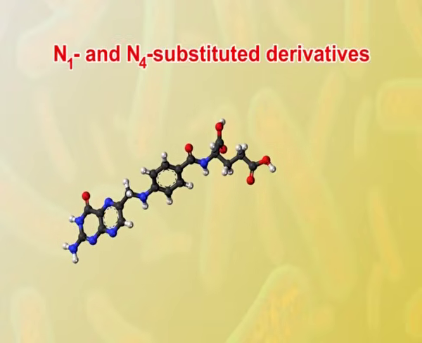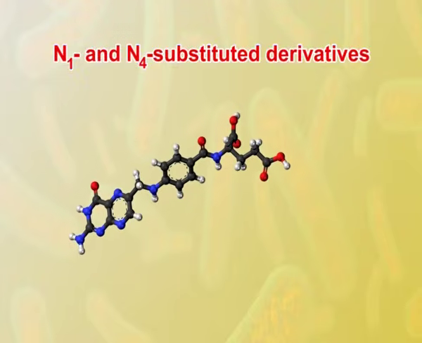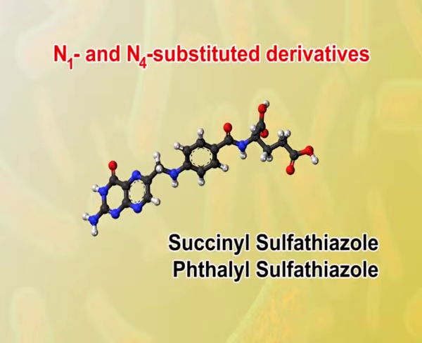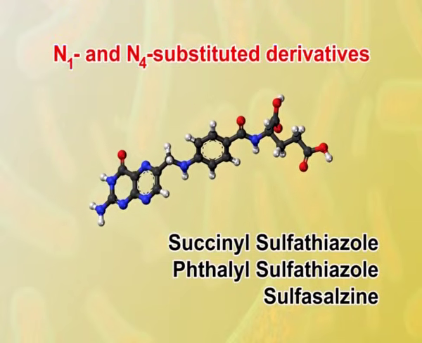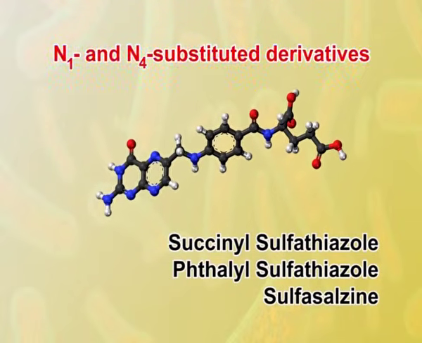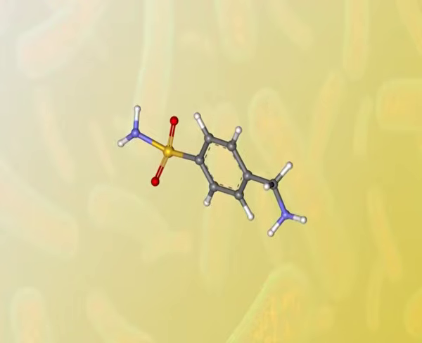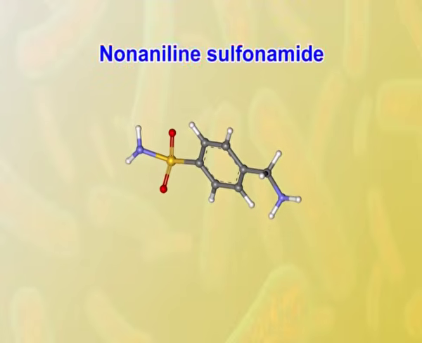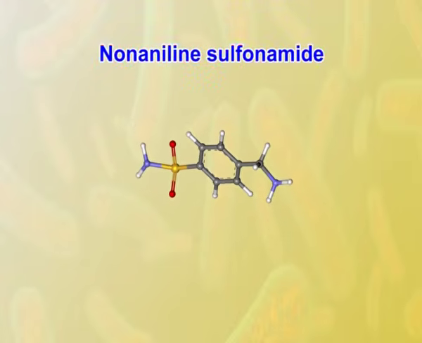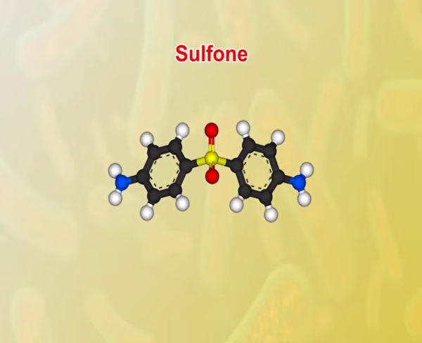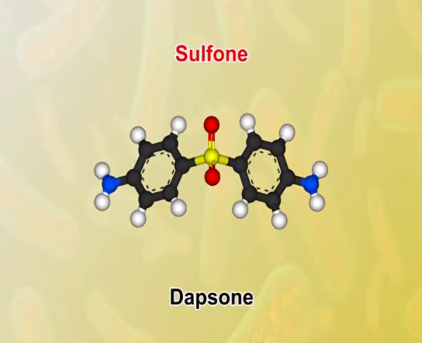Next class is N1 and N4 substituted derivatives. The examples are succinyl sulfathiazole, phthalyl sulfathiazole and sulfasalazine. These are all substituted at both the N1 as well as N4 amino group. The next class is non-aniline sulfonamide, and the only example under this category is mafenide acetate. And the last class is sulfone derivatives. The example of it is Dapsone. This is the end of the first classification, which was based on structural aspect.